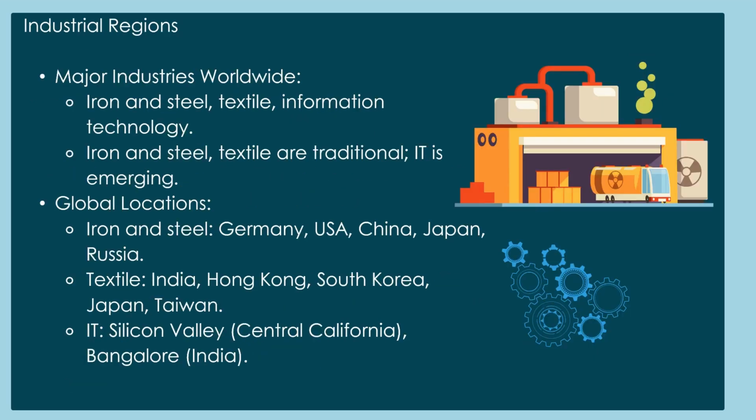Industrial regions. Major industries worldwide. First one, iron and steel, textile, information technology. Iron and steel and textile are traditional, IT is emerging. Global locations. Iron and steel: Germany, US, China, Japan and Russia. Then in textile, it is India, Hong Kong, South Korea, Japan and Taiwan. In information technology, it is Silicon Valley, Central California, and in India, it is Bangalore. So these are the industrial regions.